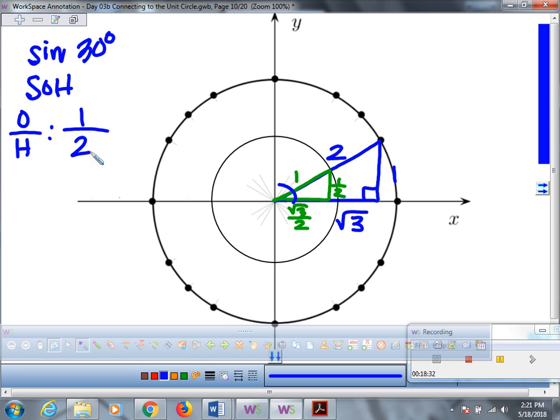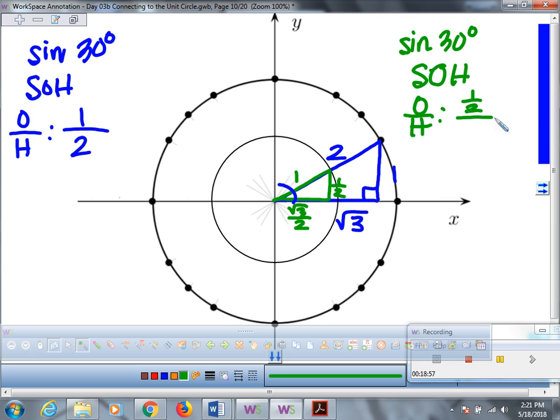If I switch it into the inner circle, into the unit circle, I'm still going to do sine of 30, which is still SOH, which is still opposite over hypotenuse. What's my opposite? 1/2. And what's my hypotenuse? 1. Isn't that just the same thing?